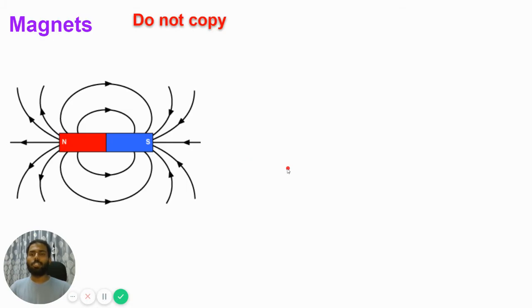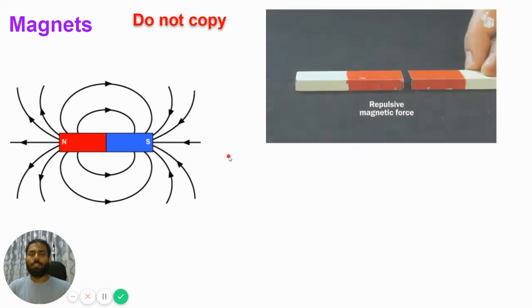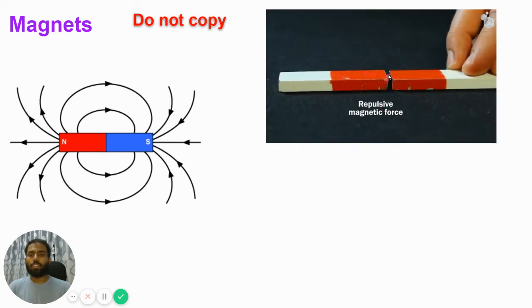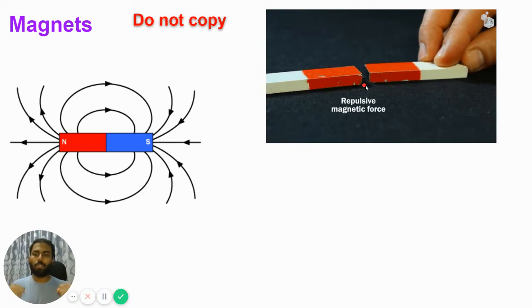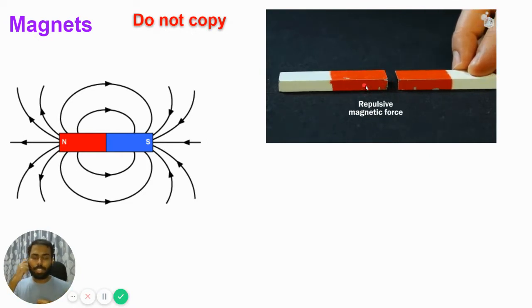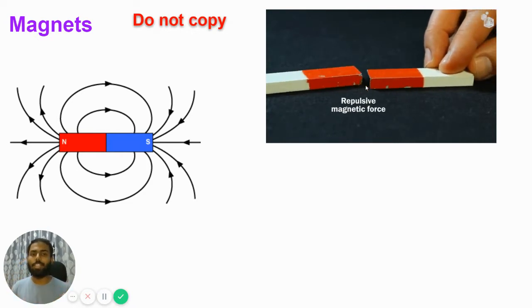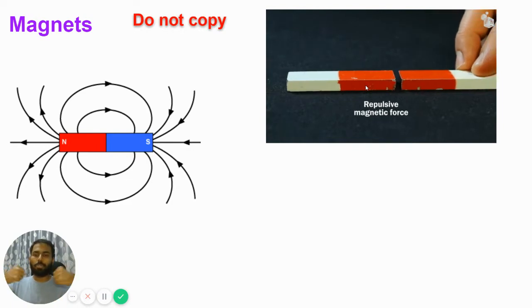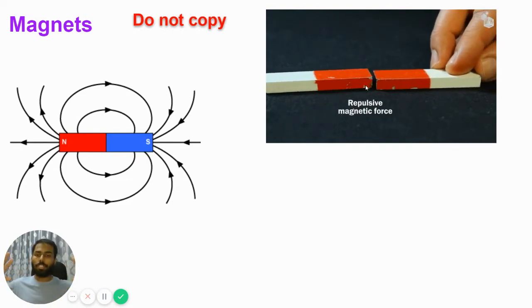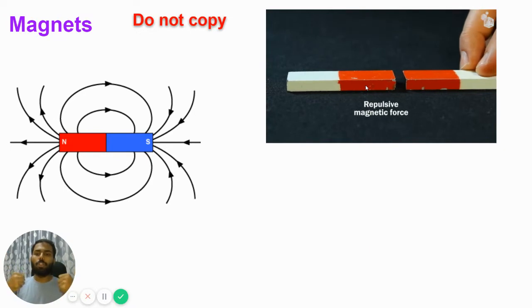So let us begin with magnets. What are magnets? Magnets are basically pieces of material which have a north pole and a south pole. And what is the speciality of magnets? If you keep north together or south together, they are going to repel each other. It is very much like the attraction and repulsion of charges. If positive comes together, they go away from each other. If negative comes together, they go away from each other.